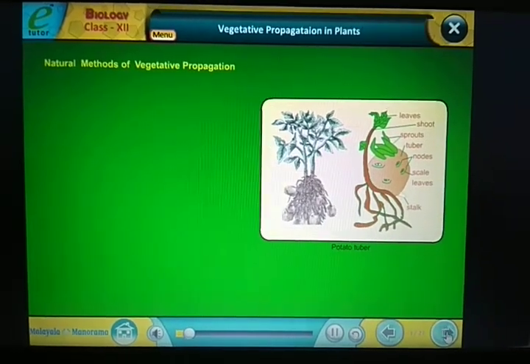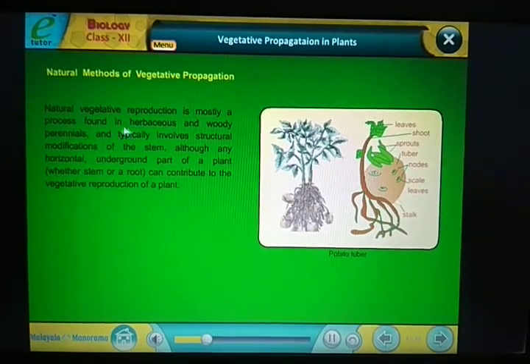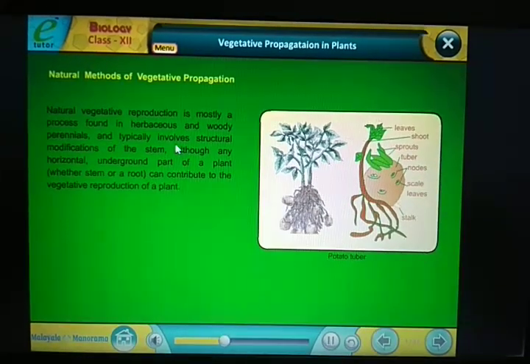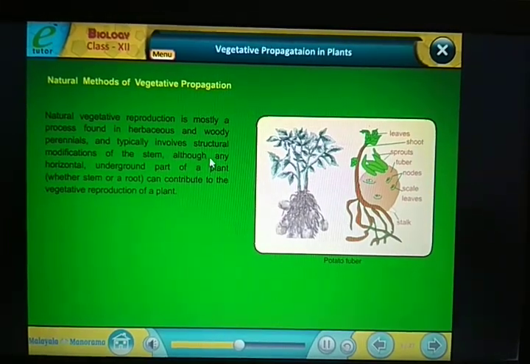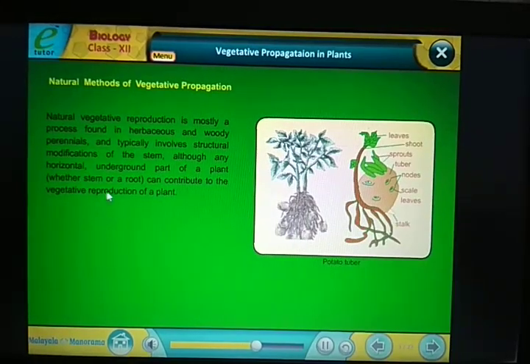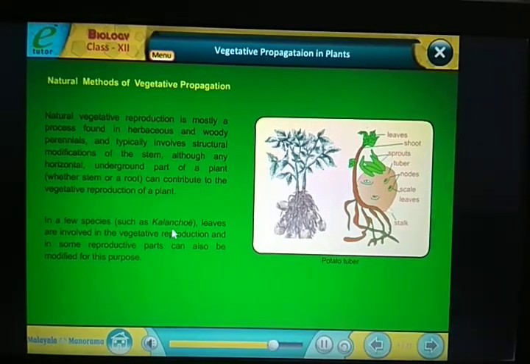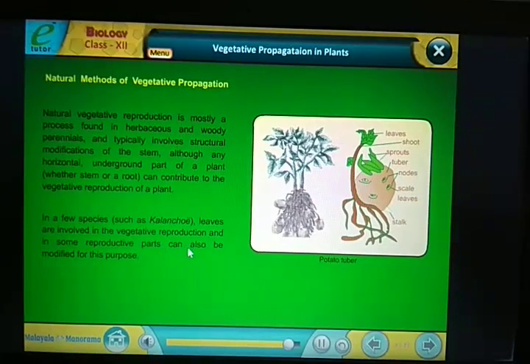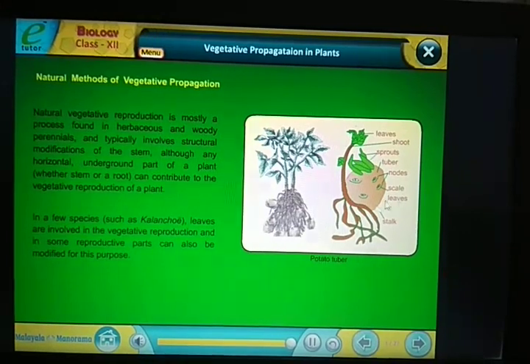Vegetative propagation. Natural vegetative reproduction is mostly a process found in herbaceous and woody perennials and typically involves structural modifications of the stem, although any horizontal underground part of a plant can contribute to the vegetative reproduction of a plant. In a few species, leaves are involved in vegetative reproduction, and in some, reproductive parts can also be modified for this purpose.